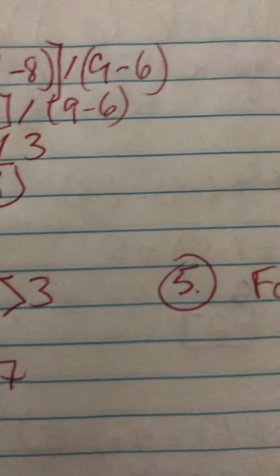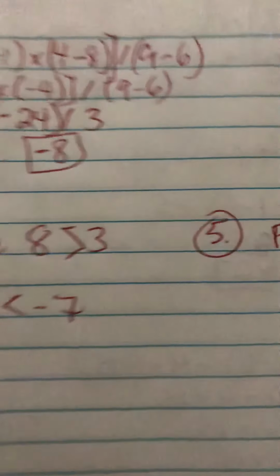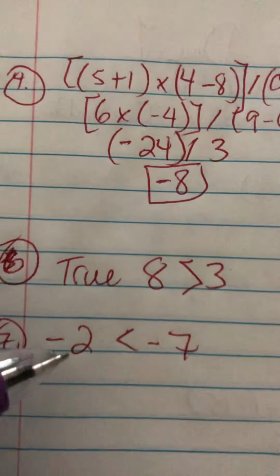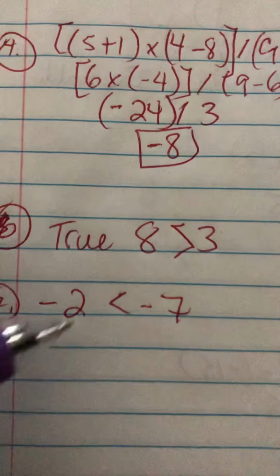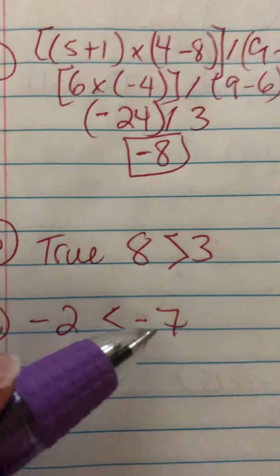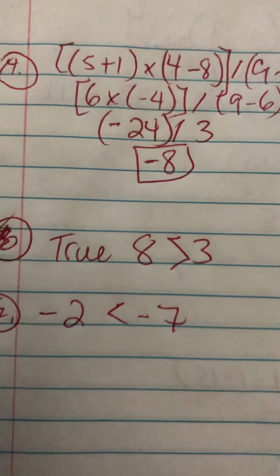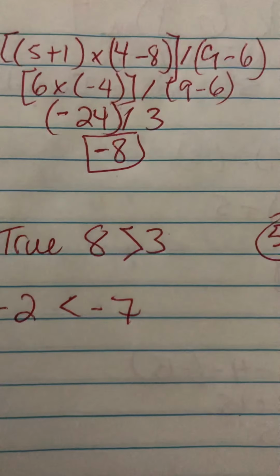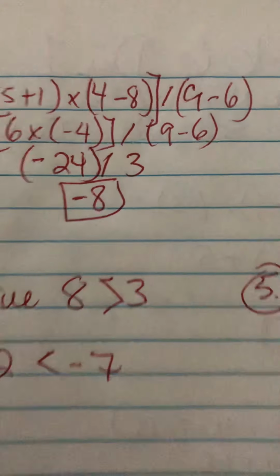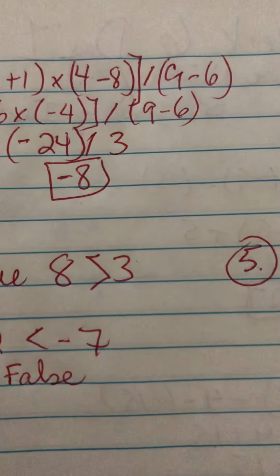But in this case, the correct response should be that it is false, because if you think about a number line, any negative number closer to 0 is always going to be the larger number. So just remember that the larger the negative number, the smaller it actually is. So that should be false. -2 is not less than -7. It is actually greater. All right, number 8.